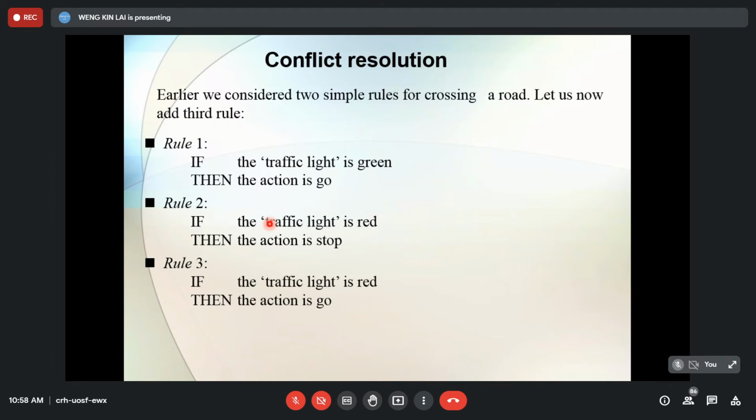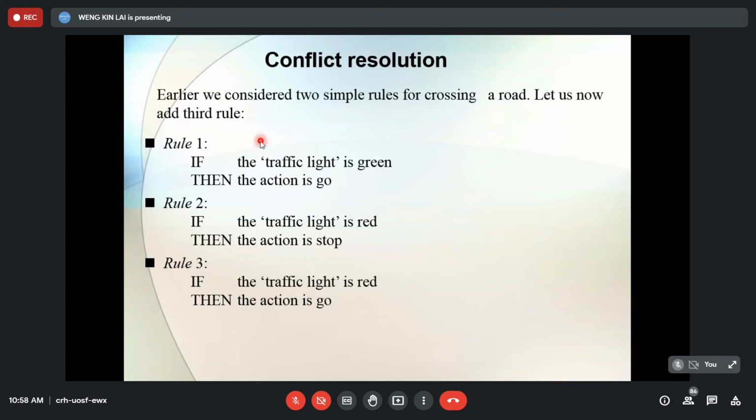Okay, let's continue. Thank you, sir. Welcome. Where are we? Conflict resolution. This is a new part here. Now let's look at two simple rules first. Let's say the third one is not there yet. So the first rules, let me repeat. If a traffic light is green, then you go. Traffic light is red, then you stop. Right? Those are two rules for how you cross the road.